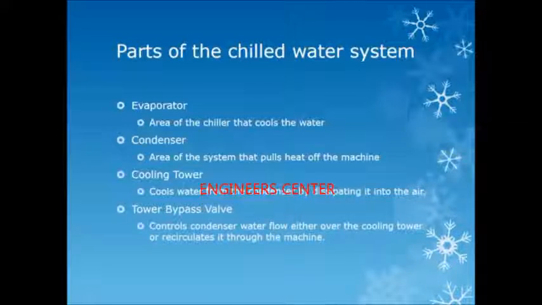The tower bypass valve is used to regulate the temperature of the condenser water. If the condenser water gets too cold, the machine can have problems. If the condenser water gets too hot, the machine can have problems. It must be maintained within a set point of design by the manufacturer of the chiller.